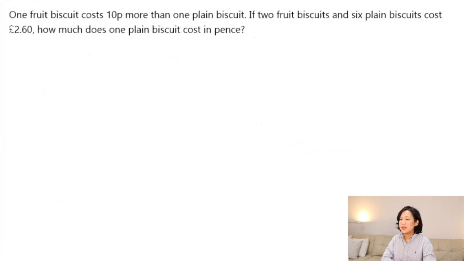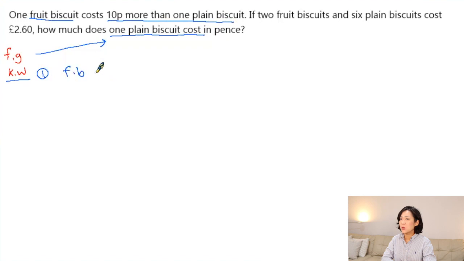First of all, find the final goal and then keywords. Begin with the final goal. The question is asking you to find the cost of 1 plain biscuit. That's our final goal. Then let's see our keywords. 1 flute biscuit is 10p more than the plain biscuit. Let's write it down: flute biscuit is 10p more than plain biscuit. These are our keywords. Later we will translate this into the mathematical expression.